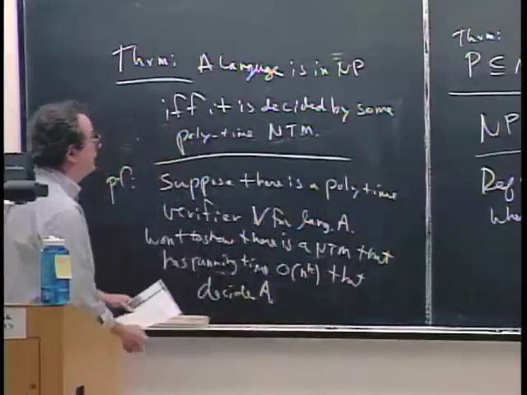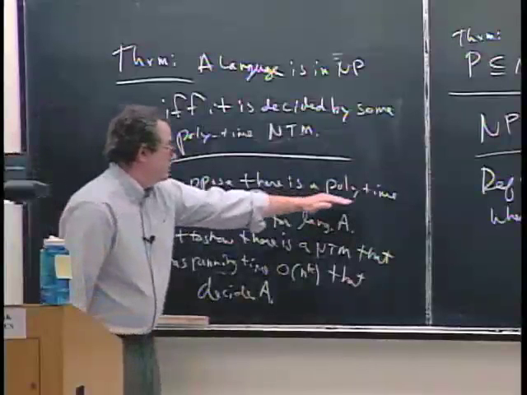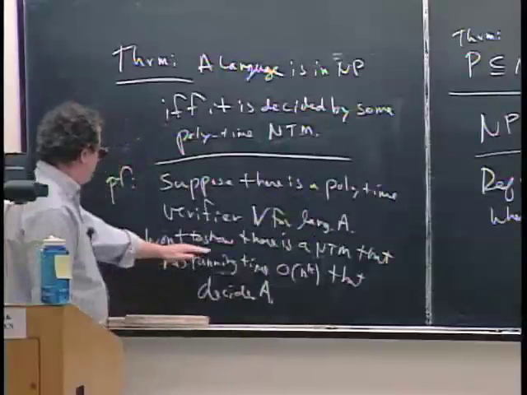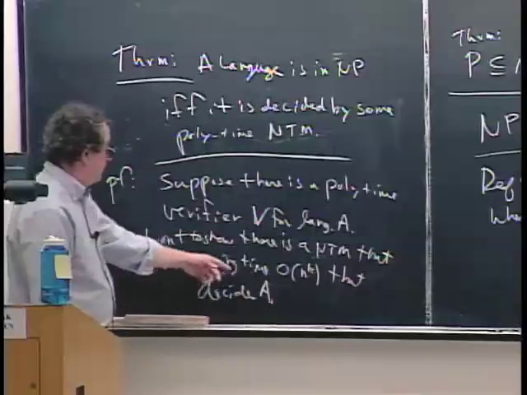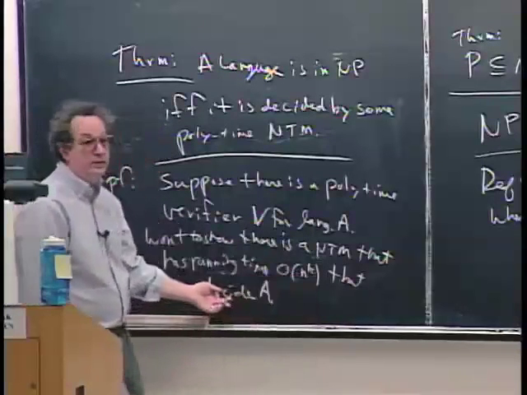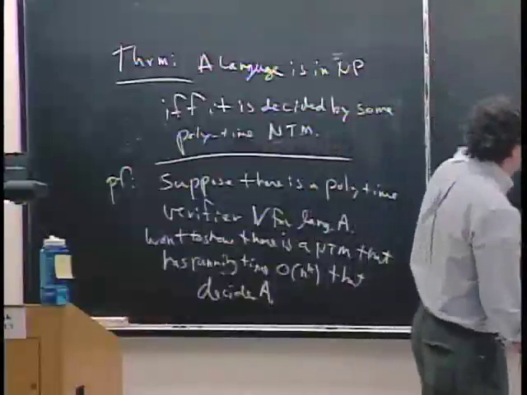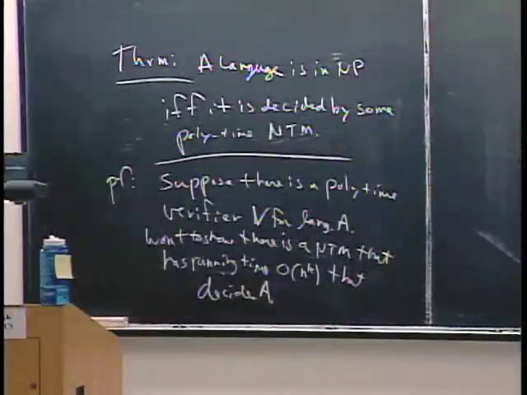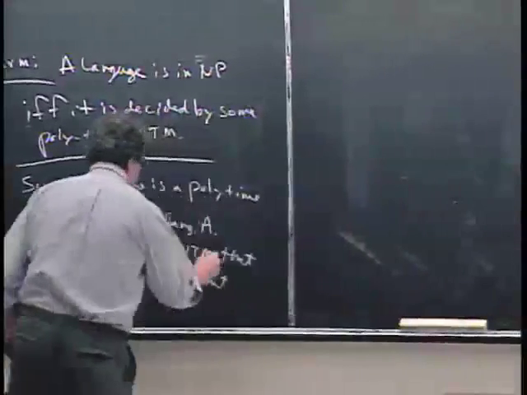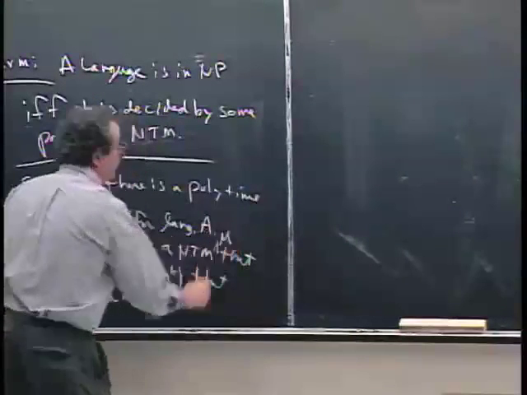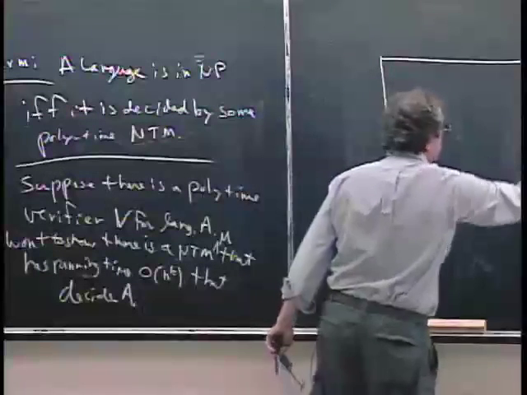So we suppose that there is this verifier, a polynomial time verifier, and we want to show that because of that, there is a non-deterministic Turing machine that has running time bounded by a polynomial that decides A. So what does that Turing machine look like? Let me give it a name. Call it M. I want to construct M here.